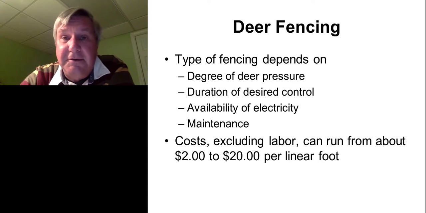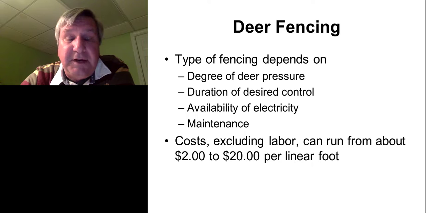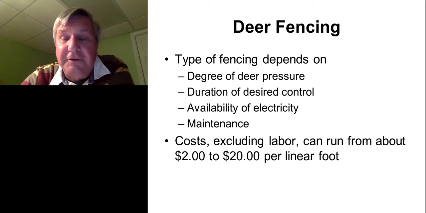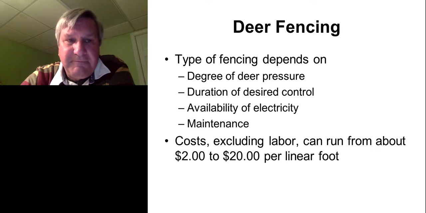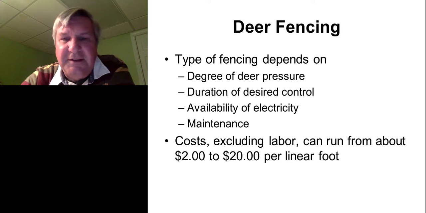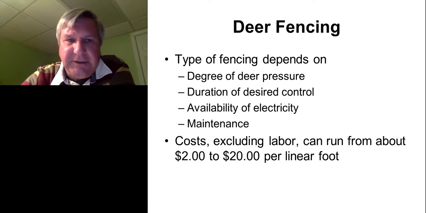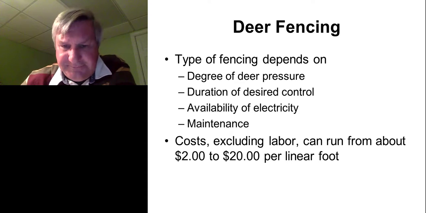Vegetation has to be cut or sprayed near the bottom, especially if there's an electrical wire involved, so it doesn't short out or ground out. There's always the risk of trees falling on the fence and tearing it up. So a lot of maintenance involved here.